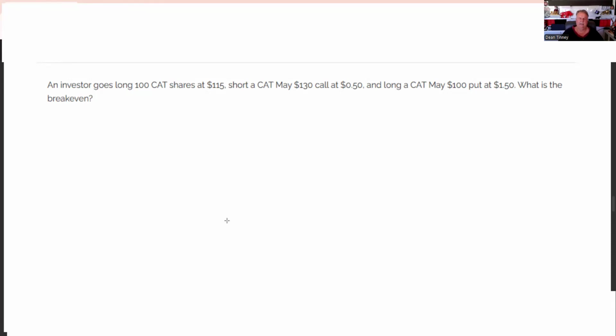Not testable, but I think of options as being floors and ceilings. There's a ceiling at 130. I have to give up the stock, and there's a floor at 100. Right? I can stick the stock to somebody at 100. This is called a collar. The collar being 130 and 100. Right? I don't participate outside of those prices, outside those strike prices.